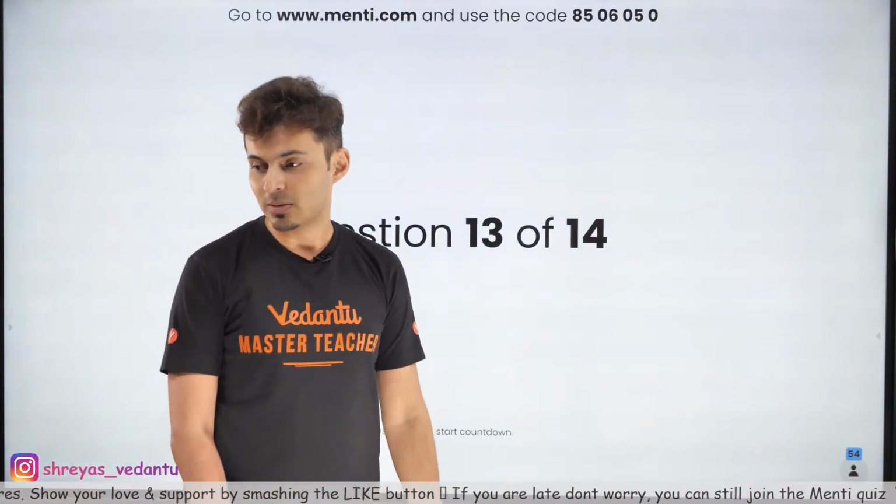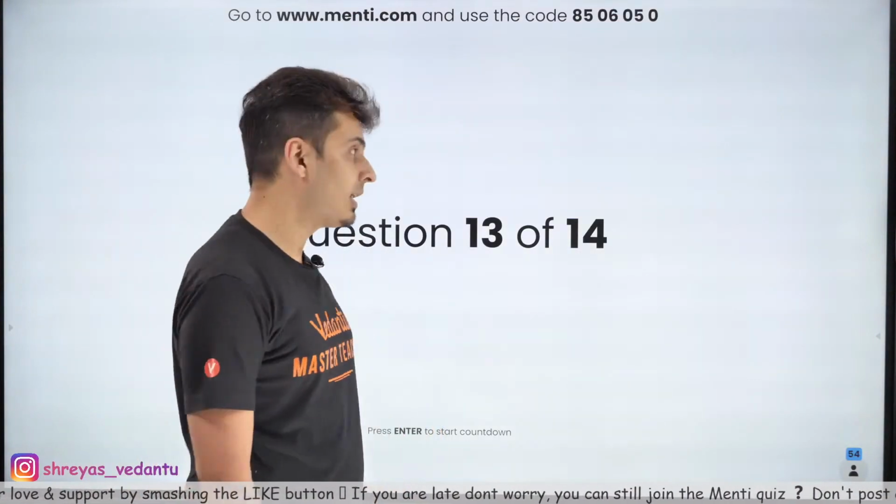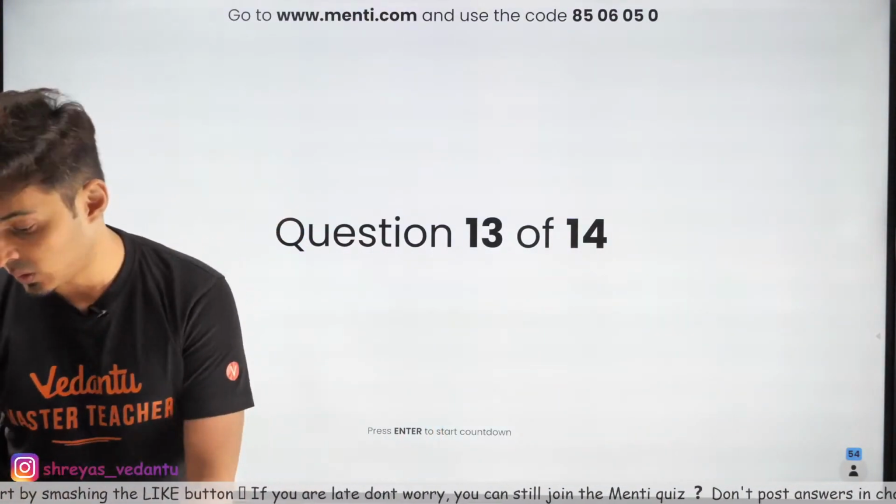Is integer type possible in Menti? Yes, because we have it in mains. Dharan, I'll try it out next time if it is possible. Okay, I'll try it out.